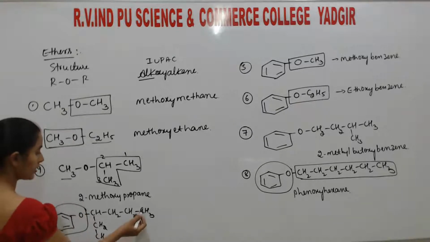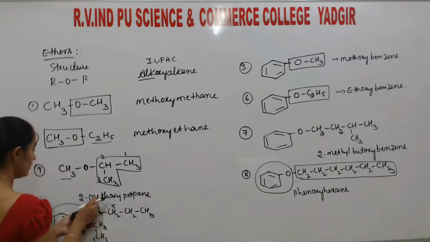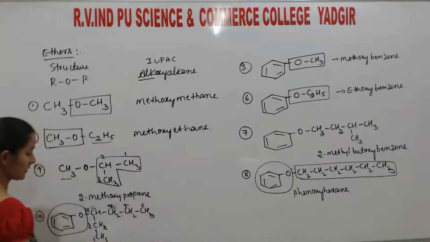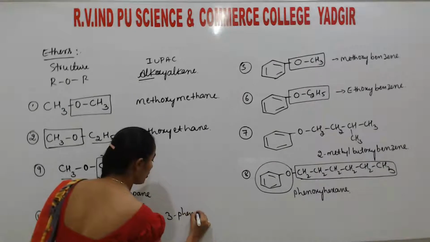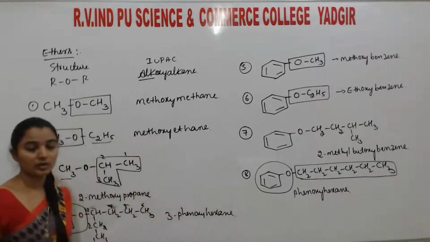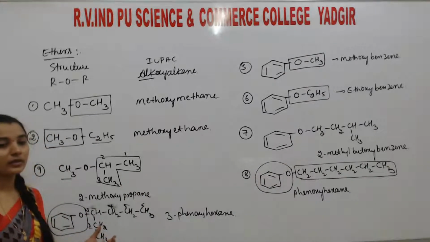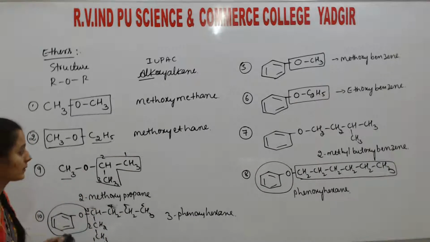Then start numbering either from this side 1, 2, 3, 4, or from this side 1, 2, 3. So this is the correct order of numbering. 3, this is 4, 5, 6. Okay. So this one is 3-phenoxyhexane. So if the branched atoms are there, then for a particular functional group, you may easily write the position. This is all about the nomenclature of ethers.